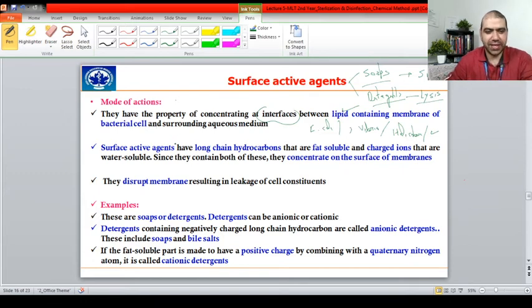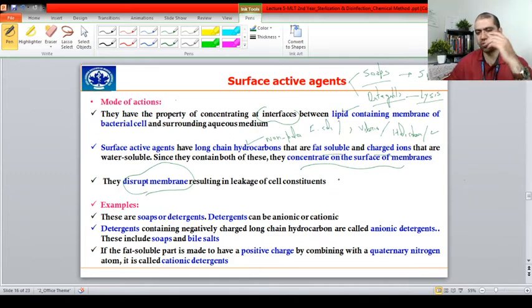Surface active agents have long hydrocarbon chains. Hydrocarbon chains are non-polar in nature. So they are fat soluble and contain charged ions, and since they have these features, they can clean the surface membranes of these bacteria or viruses. They can disrupt the membrane, as I told you, and it leads to the leakage of the cell contents. And this is how we achieve the destruction of microorganisms, by using detergents and soaps.